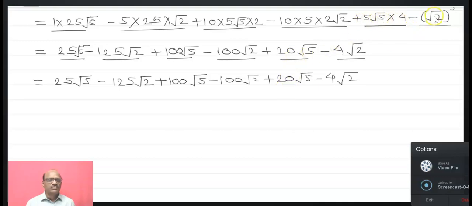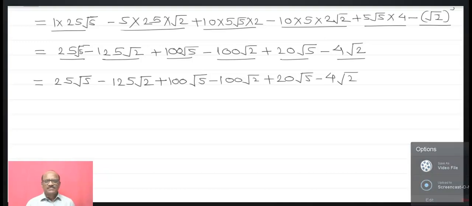And the last step is root 5, root 5, root 2, root 2, root 2, root 2, and root 2. That is 5 times. First 2 will get 2. Second 2, 2 into 2, 4. 1 is remaining. 2 into 2, 4. And this step is as it is.